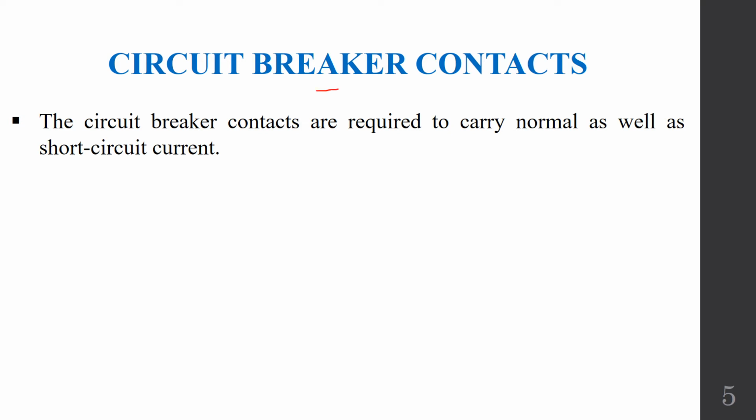Circuit breaker contacts. As discussed, circuit breaker has two contacts: fixed contact and moving contact. These contacts are required to carry the normal as well as the short circuit current during the make or break connection of the circuit breaker. Hence, the design of contact is of great importance for satisfactory operation of circuit breaker.